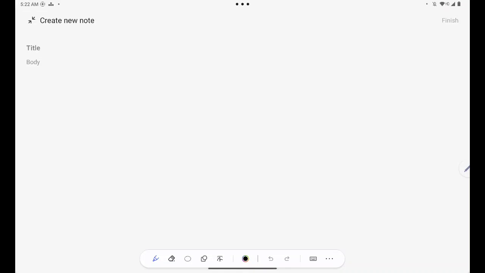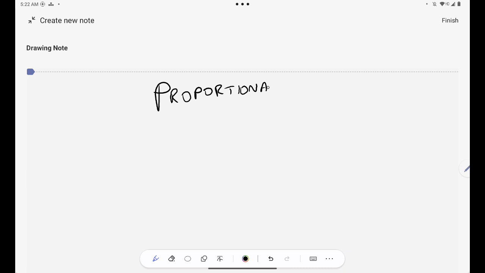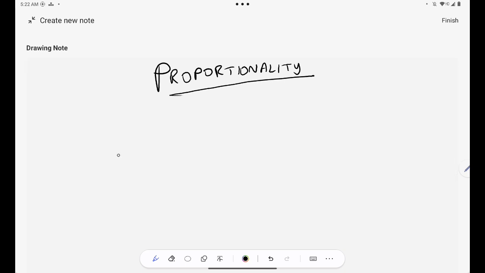Hello everyone. Today we are about to do the grade 12 parts of geometry, which is proportionality and similarity. Let's start with proportionality. Okay. Proportionality, guys. It's a game of ratios. Before we do proportionality, let's start with the ratios first.